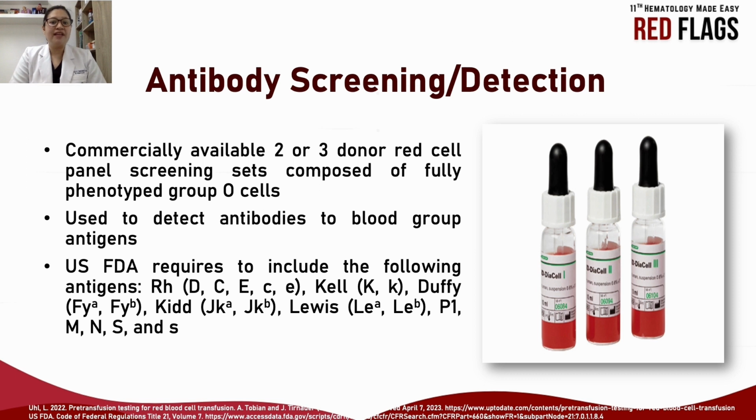The US FDA requires that Group O reagent red blood cells used in the detection or identification of unexpected antibodies shall include at least the following common antigens in each lot of the product, specifically Rh, Kell, Duffy, Kidd, Lewis, P, and MNS blood group systems.